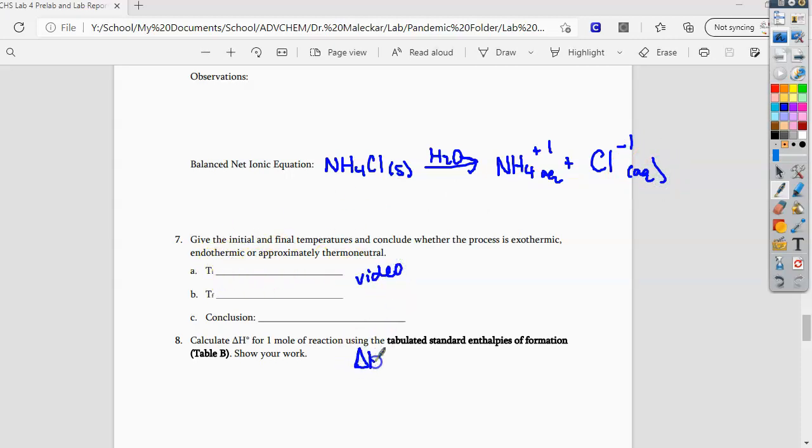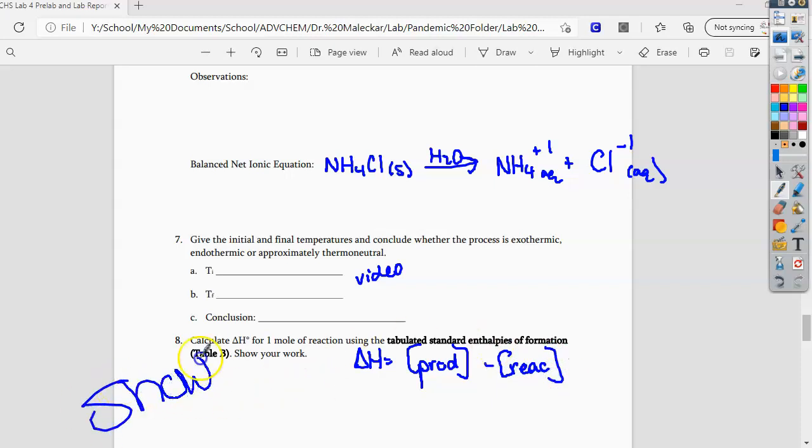Do your delta H, show all your work. If you just put an answer here, you're not going to get the work. You have to show what values you used. Show work. If you get negative, it's exo. If you get a positive, it's endo.